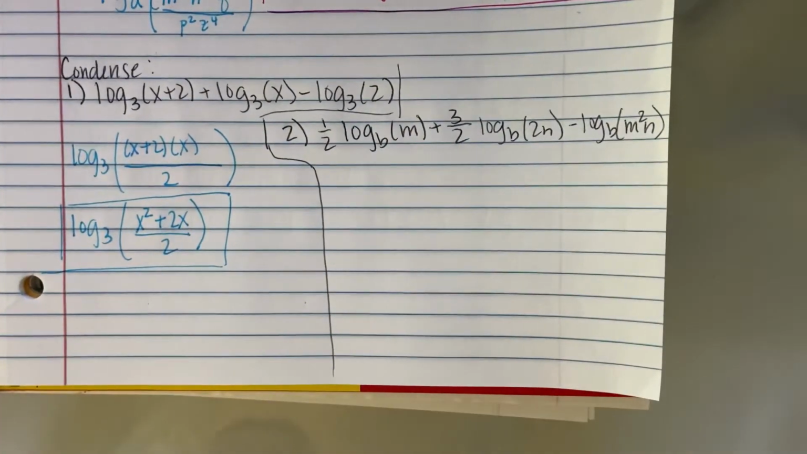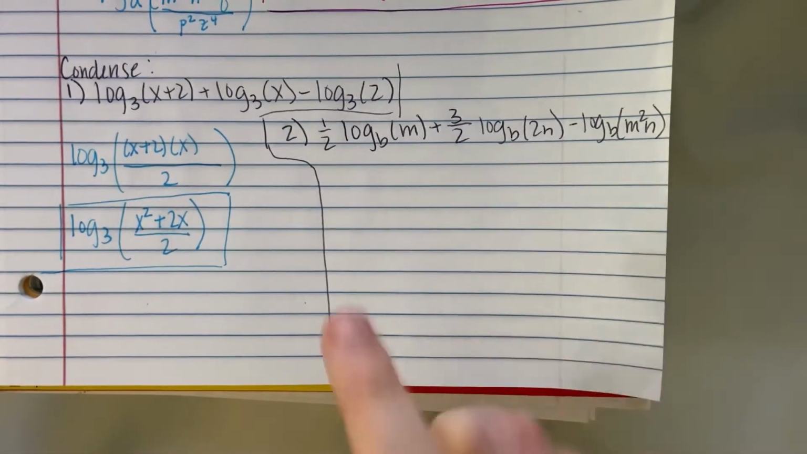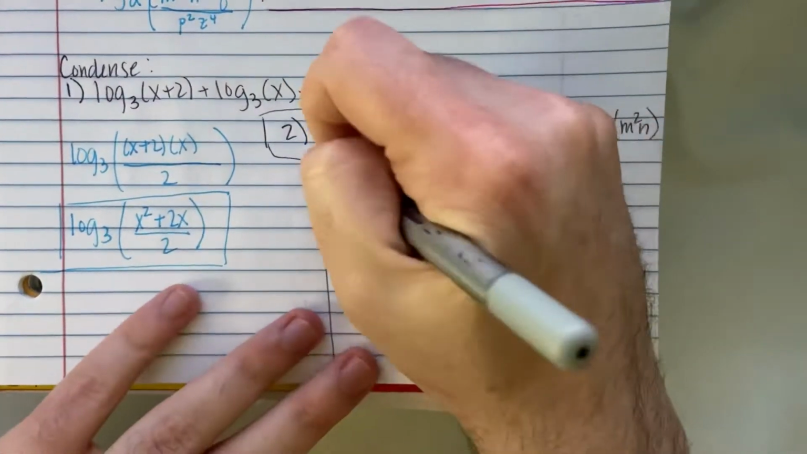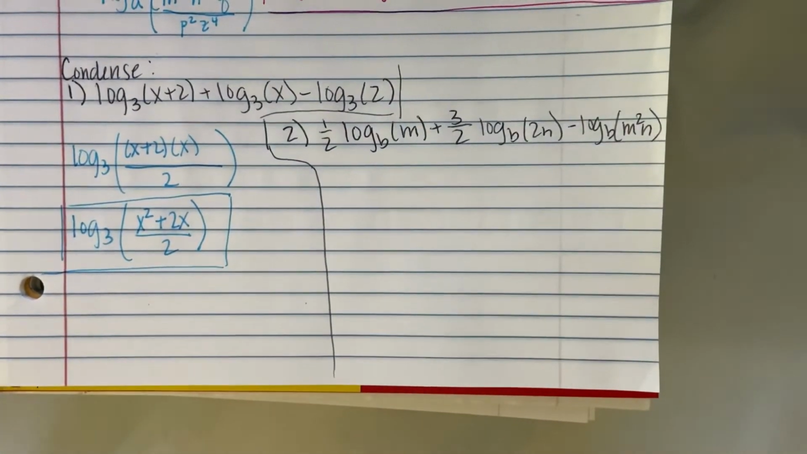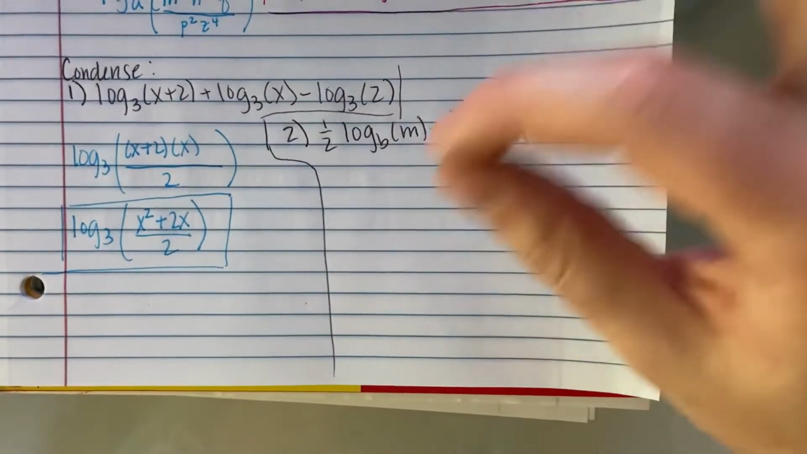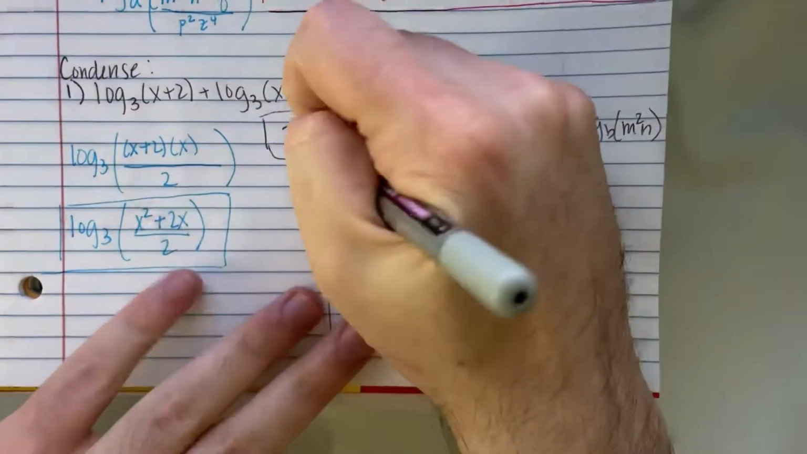Now, what about the second one? 1/2 log base b of m plus 3/2 log base b of 2n minus log base b of m squared n. Like, these aren't even fully expanded. That's fine, we can still work with it. Okay, so the 1/2 power, so we undo the things that we did last before, like take the powers out, are the things we do first. So we need to put all the powers back in.